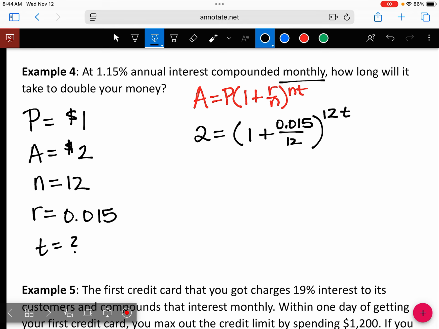What is it? What should it be? 0.11. I should have two 1s. Thank you for saying something before we got too far. 115. 115. Okay. So are we good now? Does that look good? So I'm trying to solve for t.